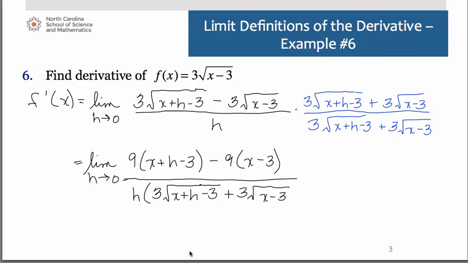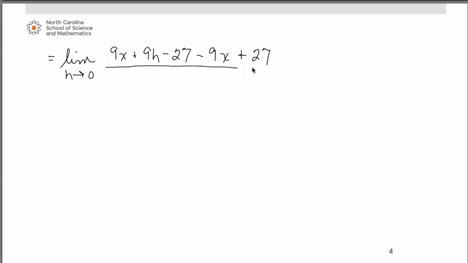So we have some distributing to do in the numerator. Let me go over to the next slide so we have a little bit more room. And things should cancel out nicely if we did this correctly. So when we distribute the 9's in the numerator there, we'll have 9x plus 9h minus 27, and then minus 9x, so you can see those 9x's will cancel, and plus 27, so the 27's will cancel, and that's all over that denominator we had.